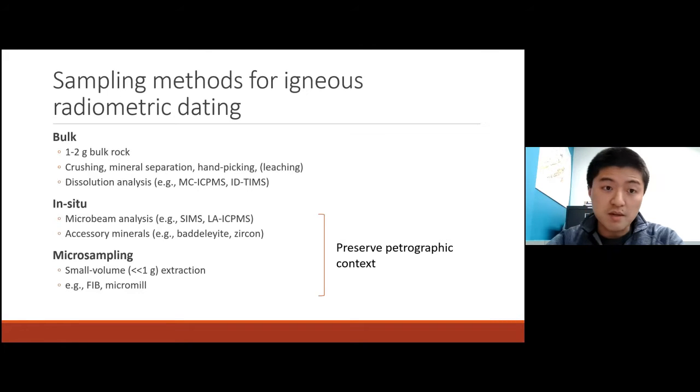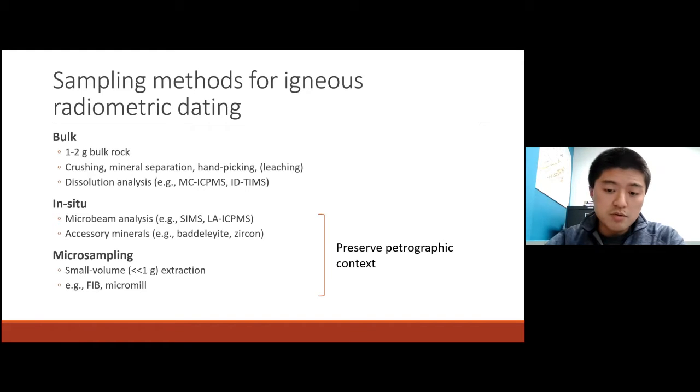So we have bulk sampling, which requires 1 to 2 grams of bulk rock sample crushed up and processed through mineral separation and handpicking before dissolution analysis by ICP-MS or ID-TIMS, and multiple mineral fractions are used to construct isochrons.